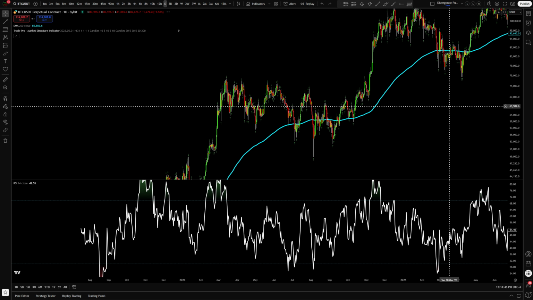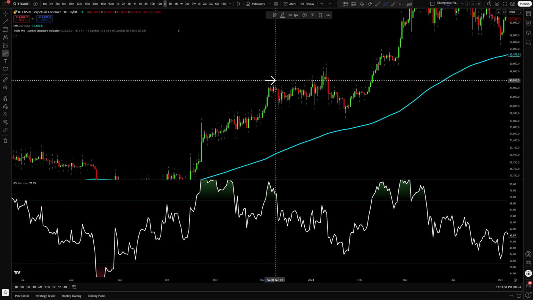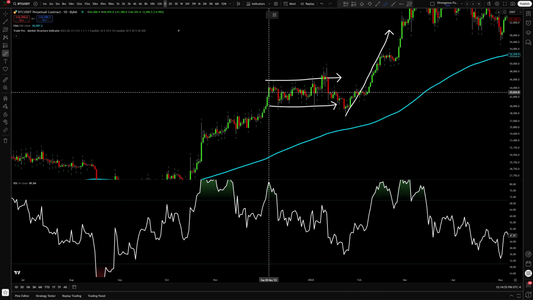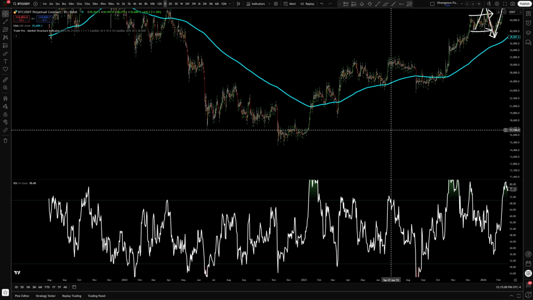And I just want to show you some examples of that. Back here, we got the exact same thing. So see this right here, sweep of highs, sweep of lows, continuation. So you go highs, lows, continuation, and then look back here.